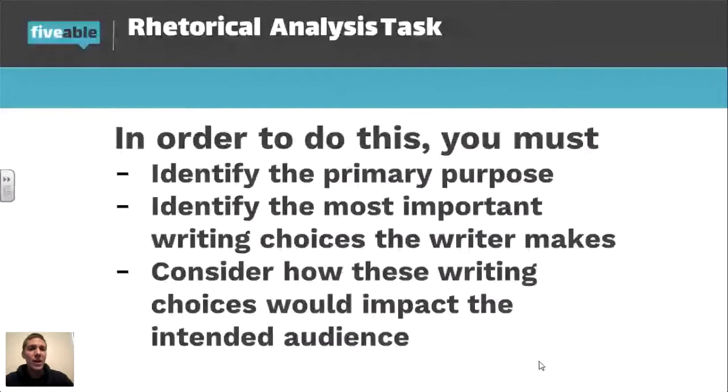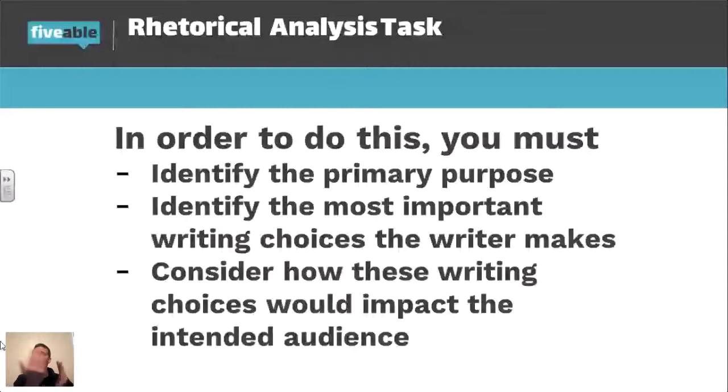In order to do this, you must do three things. Identify the primary purpose, identify the most important writing choices the writer makes, and consider how these writing choices would impact the intended audience. This is key. A lot of students stop at the first two. In order to open up high-level scores of analysis, it's all about the audience. So you might have to do some inference on who the primary audience would be here. Depends on the topic, but always try to figure out who the audience is. Use the background information they provide, a sentence or two to ground the work, to guide you to figure out who the intended audience is.